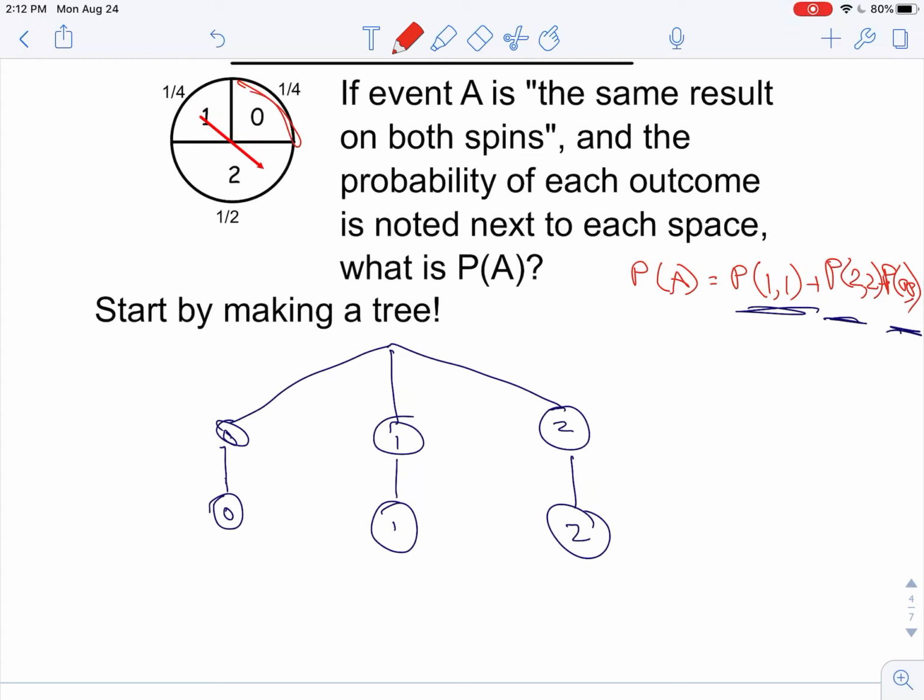I could see it right up here. It says 1/4. Probability of spinning, I should say, not drawing. Spinning a 1 is 1/4, and spinning a 2 is 1/2. Since the spins are independent, the probability stays the same.